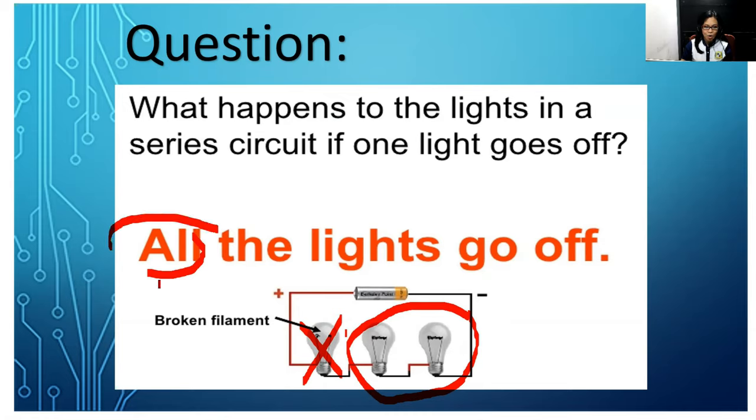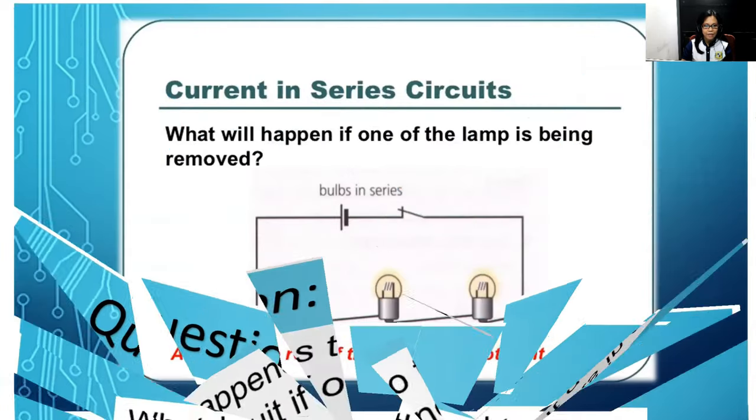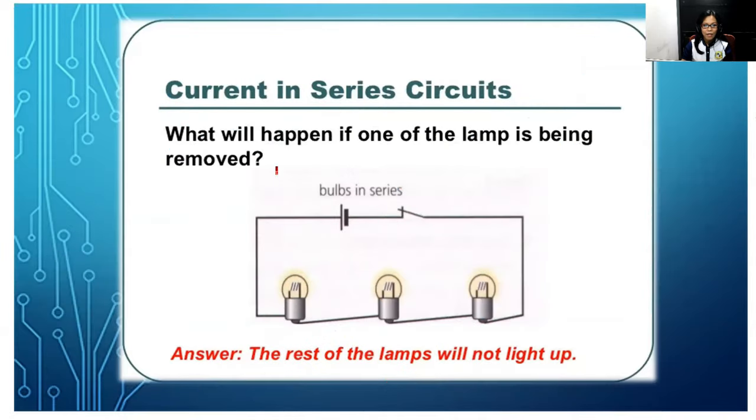The answer is all the lights go off also. If one bulb light goes off, all the lights go off. Okay, that is in series circuit. Next question. What will happen if one of the lamps is being removed? You remove this one, take it away.